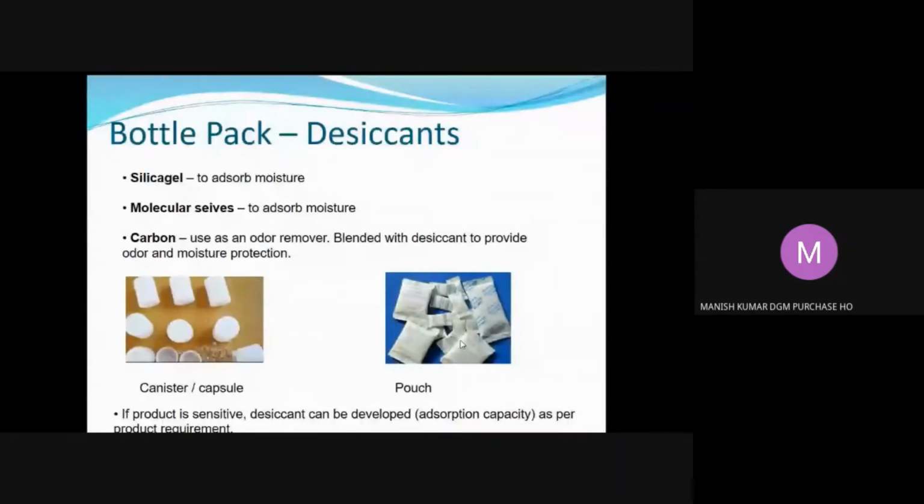So you can also develop your own specialized desiccant as per your product requirement. Suppose your product is very sensitive to moisture, or those tablets are very brittle. So you can contact the desiccant manufacturer. They can do the study and they can provide you some specific desiccant, and they can suggest that it will not absorb more than a particular percentage of moisture, so that your tablet or capsule will not be brittle, but it will also not deteriorate.